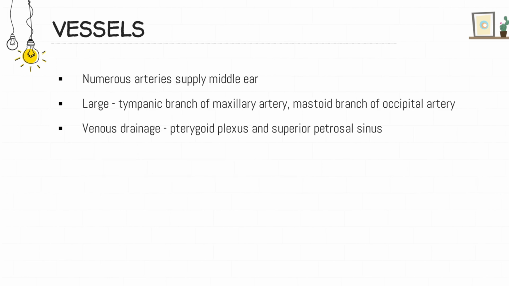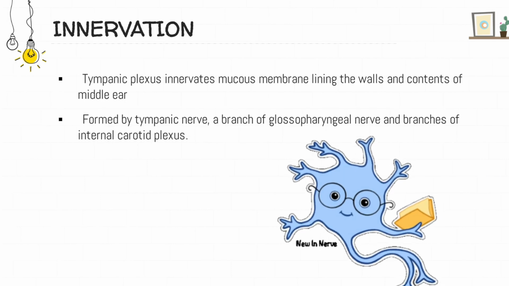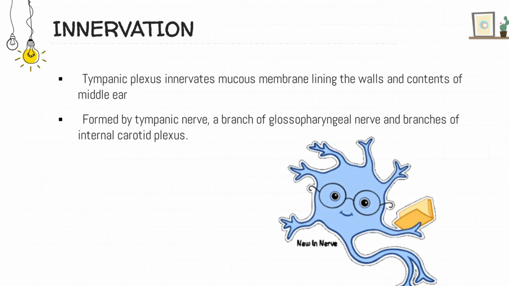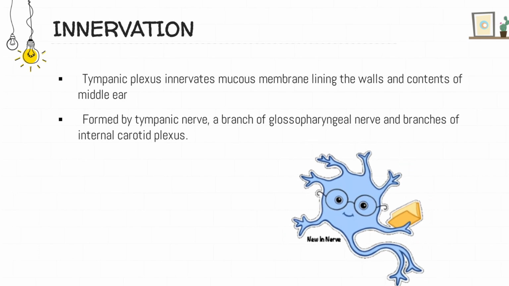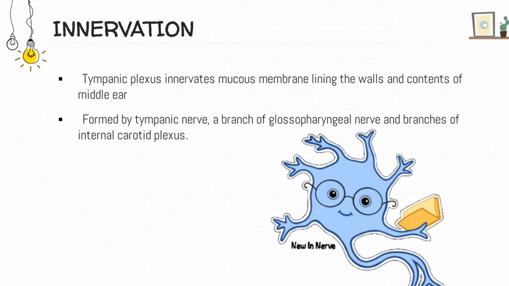Vessels: numerous arteries supply the middle ear, but the major ones are the tympanic branch of the maxillary artery and the mastoid branch of the occipital artery. Venous drainage is to the pterygoid plexus and superior petrosal sinus. Innervation: the tympanic plexus innervates the mucous membrane lining the walls and contents of the middle ear. This tympanic plexus is formed by the tympanic nerve, a branch of the glossopharyngeal nerve, and branches of the internal carotid plexus. That is about the innervation.